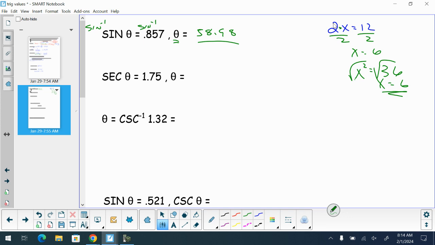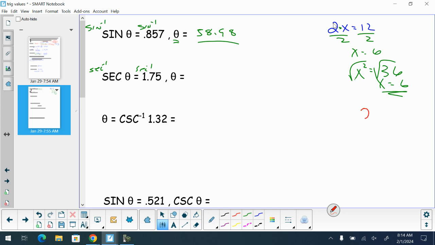Once again, the undoable process here. Well, what happens if I have a secant? If we follow the same method of madness, we take the inverse secant of 1.75. The problem we run into is we don't have an inverse secant button on our calculator. So we have to do some additional steps.